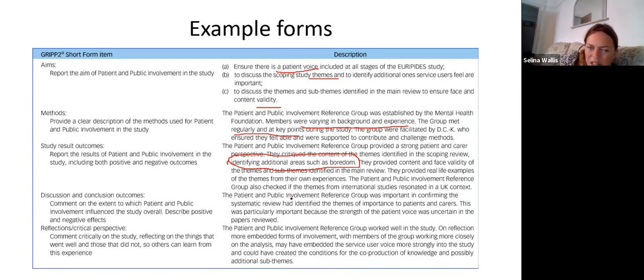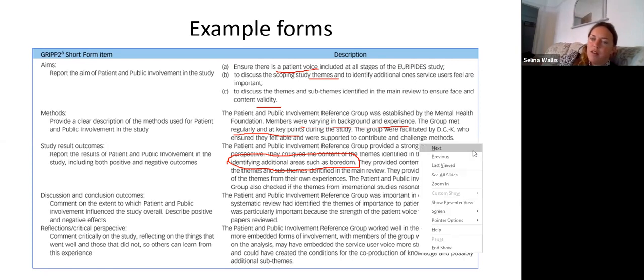And then if we look down at the critical perspective, they reflected that if they had worked with members of the group more closely on analysis, they would have had a stronger service user voice, and that they could have created the conditions for co-production. So they're saying they didn't co-produce this study. They did involve members of the public, but it wasn't co-production, and they could potentially have done it in a better way.